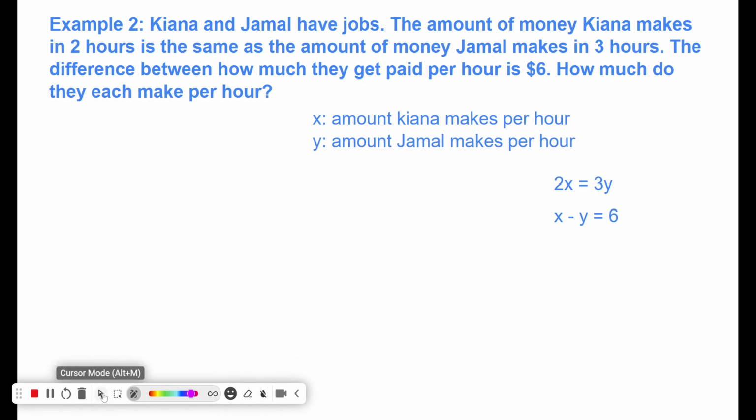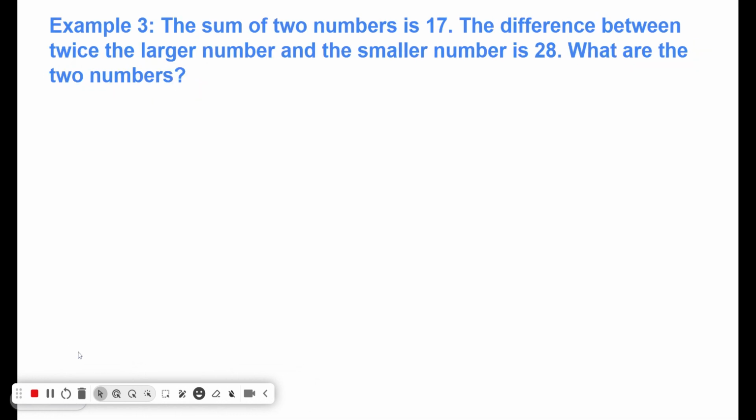Clear all. Example 3. The sum of two numbers is 17. The difference between twice the larger number and the smaller number is 28. So, what are the two numbers?